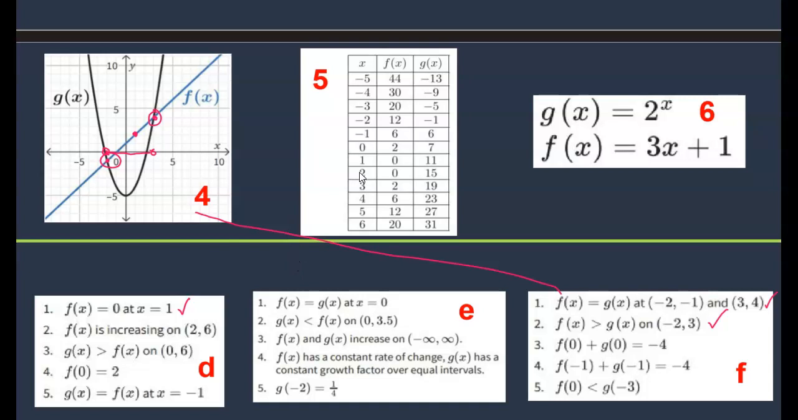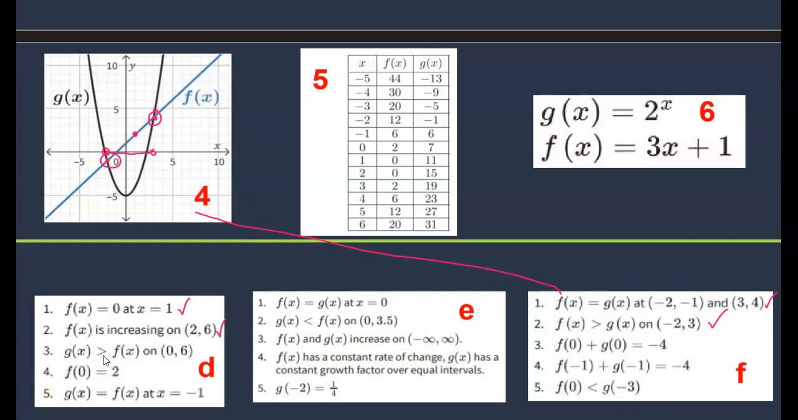So we're going to look at the interval from 2 to 6 of the x values. We're going to ask, is f of x getting bigger there? 0, 2, 6, 12, 20. Looks like it is. It's going up. So that is accurate as well.